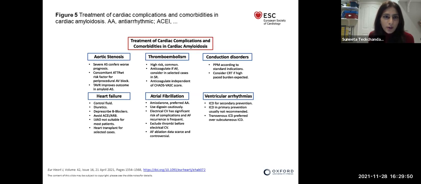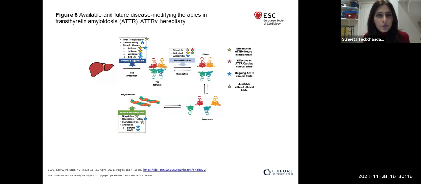Thromboembolism or AF, again, you want to anticoagulate these patients because they are at high risk of thromboembolic disease. Conduction disorders, you would consider pacemakers if they are having heart blocks, and ICDs for secondary prevention. For primary prevention, it's not recommended, unless they've had a ventricular arrhythmia. Next slide, please.